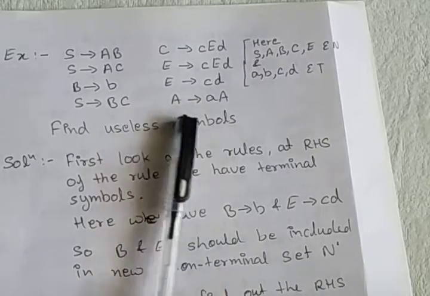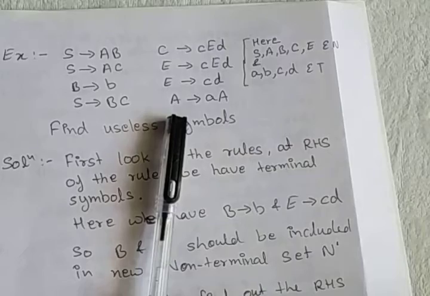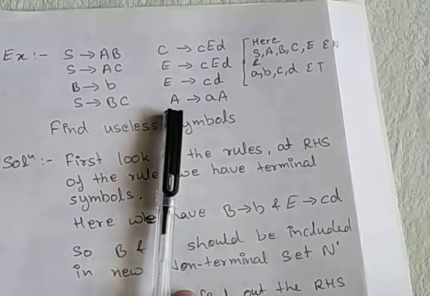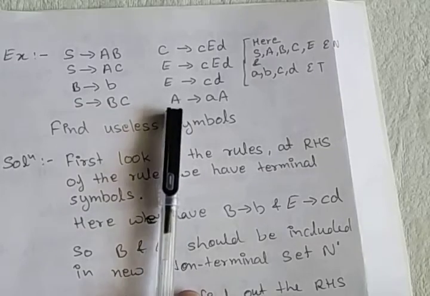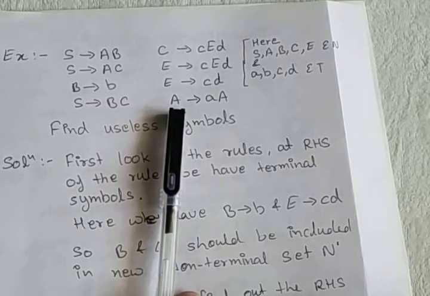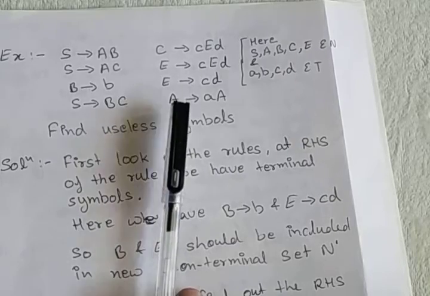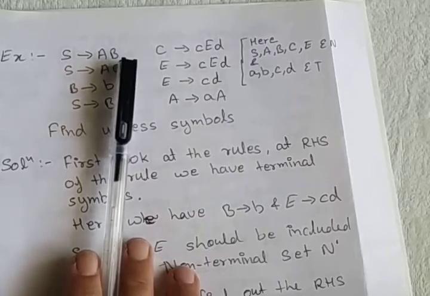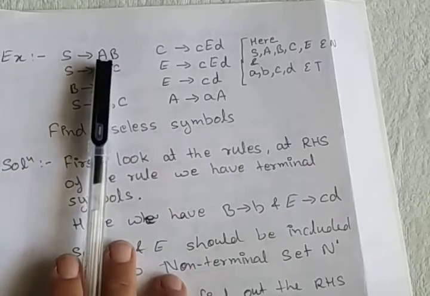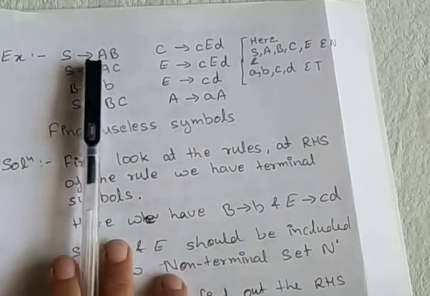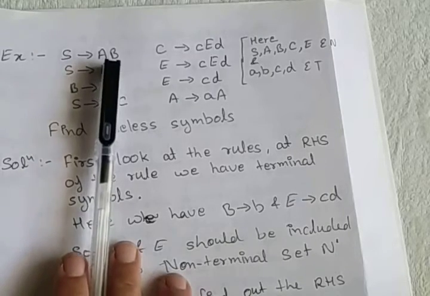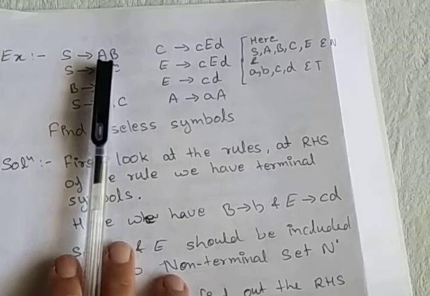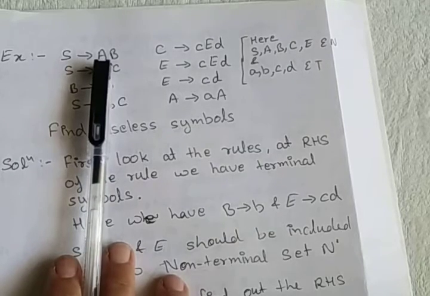Here look at these rules. Here A is not producing any terminal string, means A is a useless symbol. If A is a useless symbol, means that all the rules which are including A will become useless, right? So in this case we have S tends to AB. So this rule will become useless because A is a useless symbol, because it is not generating any terminal string.